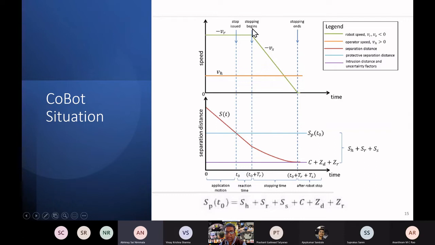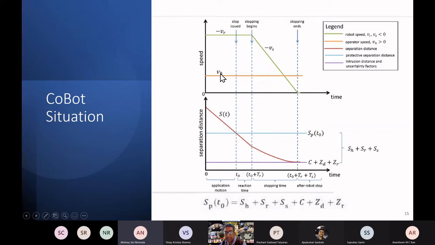So this is the time I sense something may go wrong and we have to stop movement. This is when the robot actually knows that it has been asked to stop movement, and this is where it stopped. Here you can see the robot speed. It stays constant till the stopping process actually begins, and then it starts to reduce, and then it becomes zero when the stopping ends.